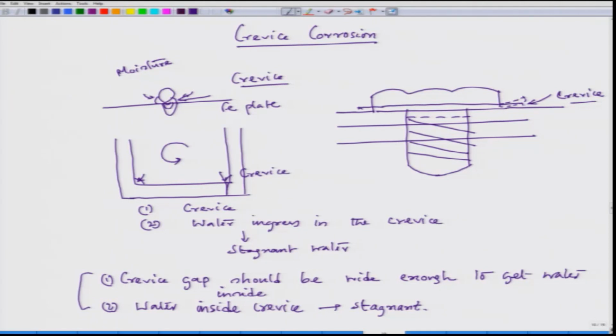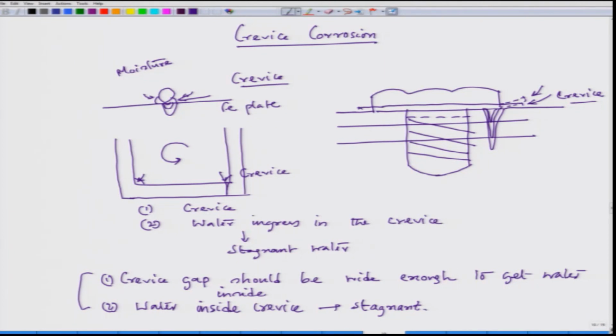Here also, since there is a crevice and moisture content is there, and it is stagnant, the corrosion can take place, and then the corrosion attack can be like this. So, these are some of the deadly corrosion effects of crevice, and we have to make sure.